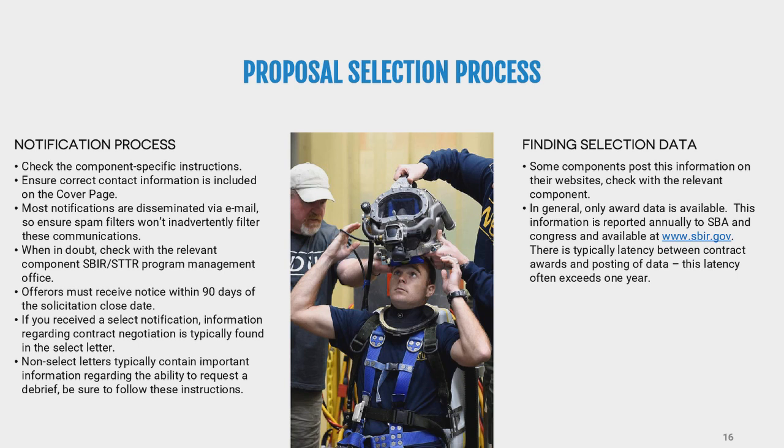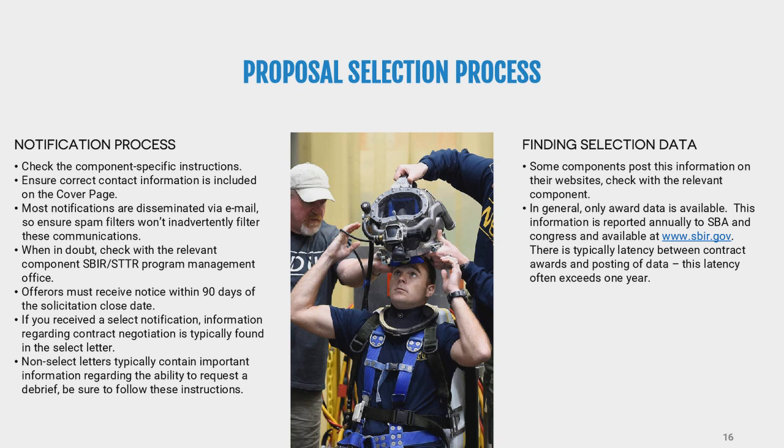So this is the proposal selection process. I think for ease of reading, we'll just call it the proposal review or evaluation process. Once the proposal evaluation or review is complete, there are two things that are going to happen. The first is you're going to get notification as to whether or not your proposal was competitively selected or not selected for award. When you get that letter, it's going to have a lot of important information for the way ahead in both instances. So your notification letter is going to have the instructions for requesting a debrief.